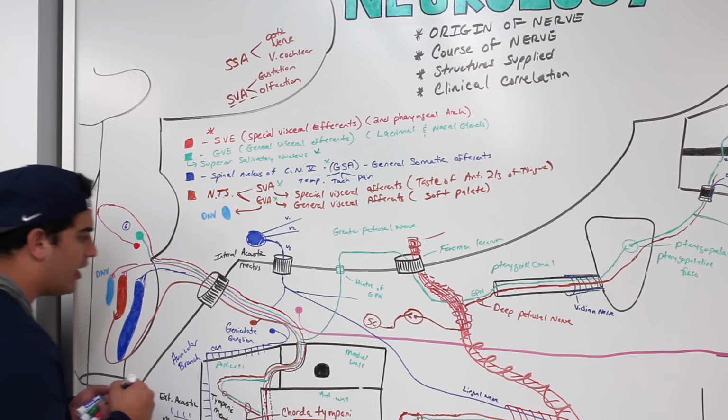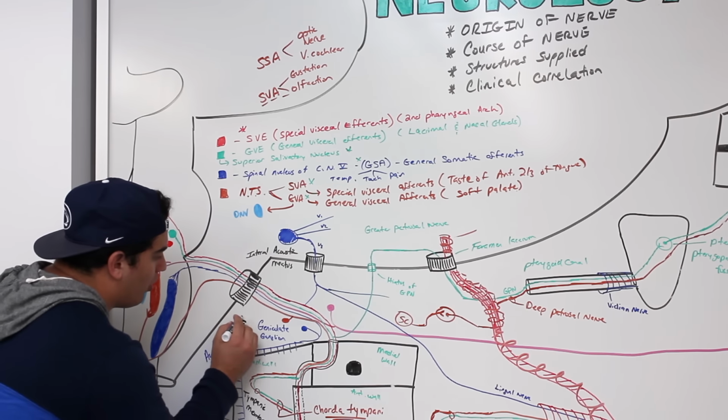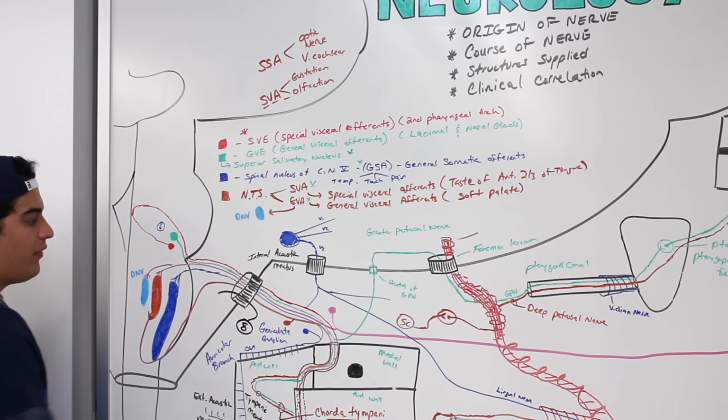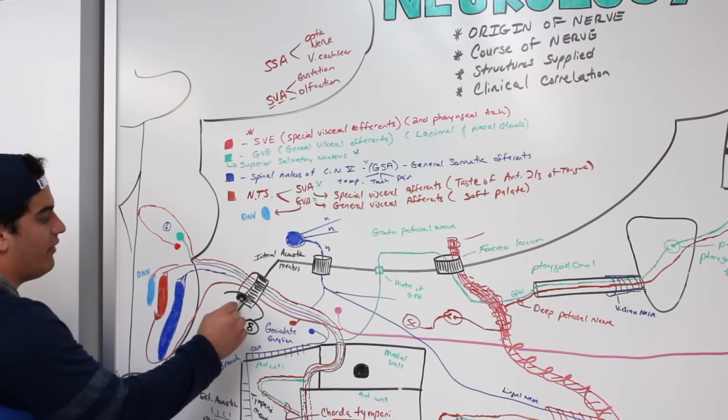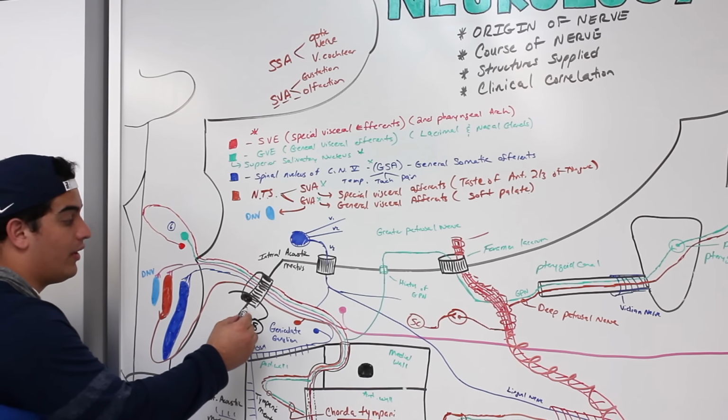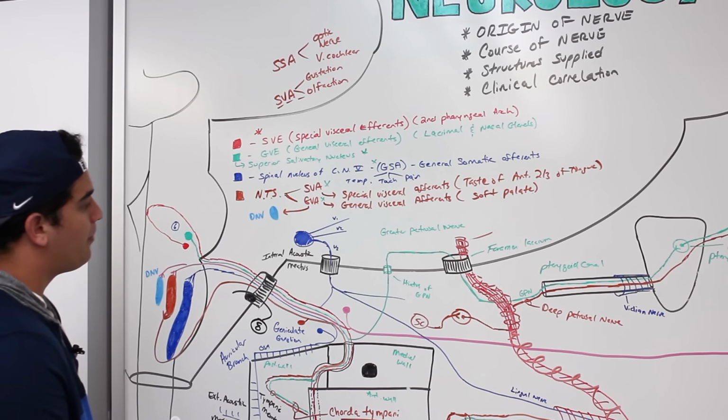You know what other nerve runs through here? The vestibulocochlear nerve, cranial nerve 8. So cranial nerve 8 also runs through this area. So if there is some type of tumor that is developing here, it can compress not only the facial nerve, but also the vestibulocochlear nerve. So this could produce a lot of problems.